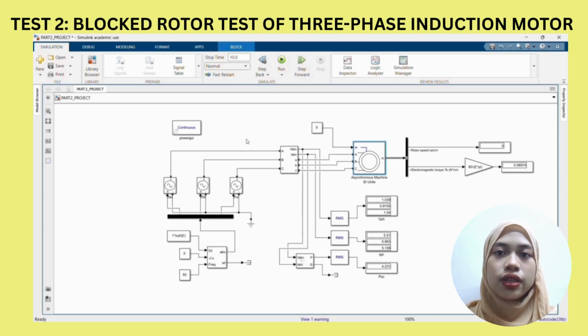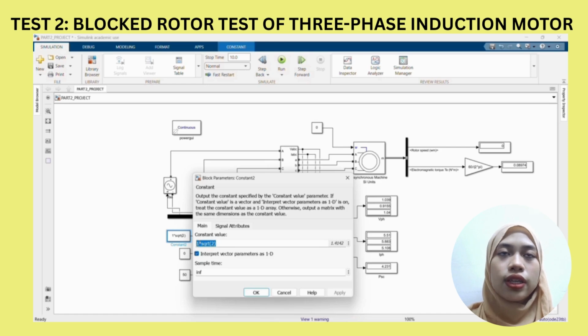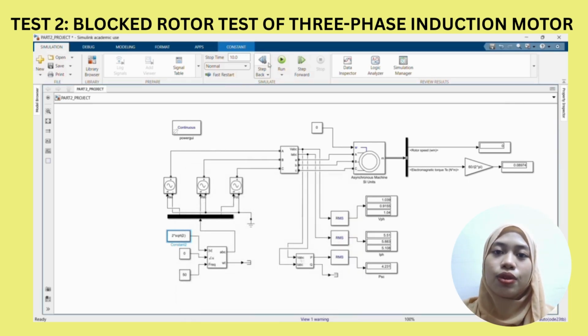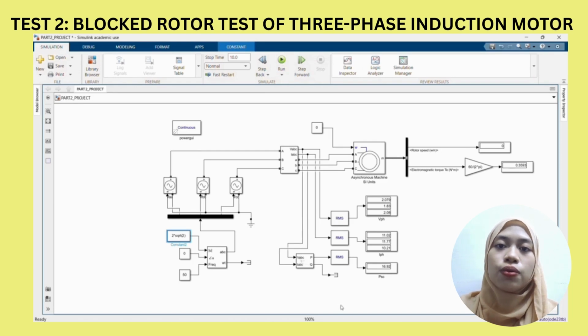We need to change the value of voltage 1 volt until 5 volt to see the value of I phase, V phase and PST. For the simulation setup, in this MATLAB simulation, the three-phase induction motor is run at its rated voltage and frequency, but without any mechanical load connected to the shaft. The input line voltage, line current, and power drawn by the motor are measured under this no-load condition.